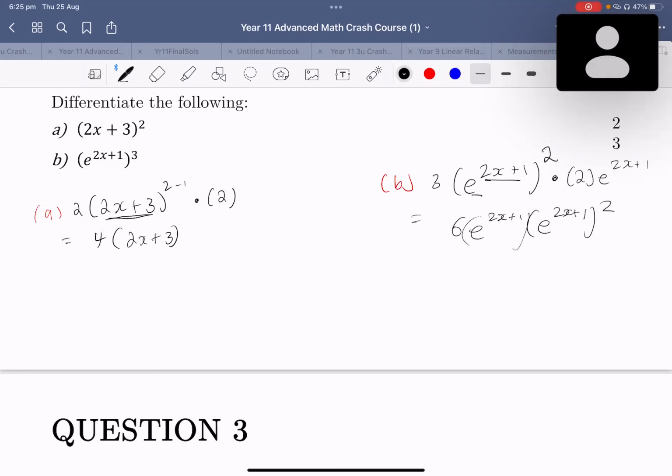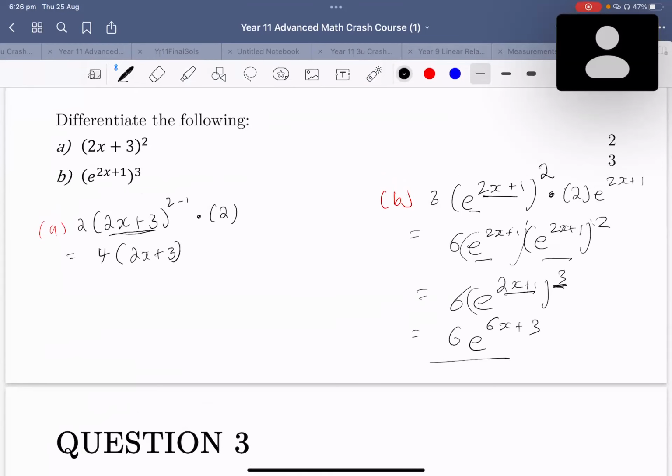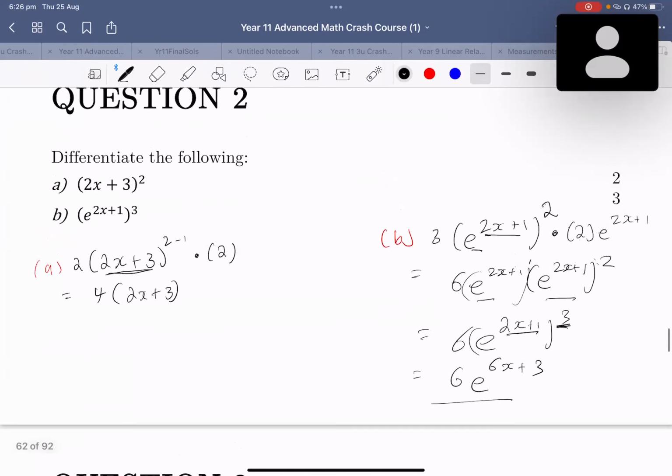And remember, you can literally add the powers of these indices because they're the same common base, e to the power of 2x+1. So it's going to be 6 (e^(2x+1)) to the power of 3. And if you want to further simplify that, just multiply this 3 by 2x+1, so 6e to the power of 6x+3. That'll be your final simplified answer. So yeah, another easy 2 and easy 3 marks here. Nothing too complex.